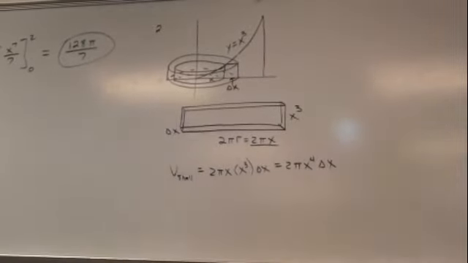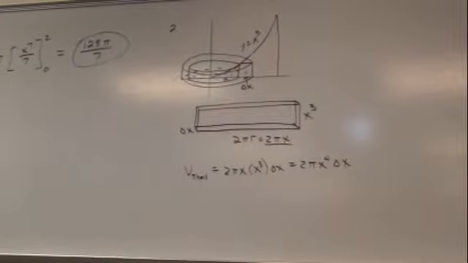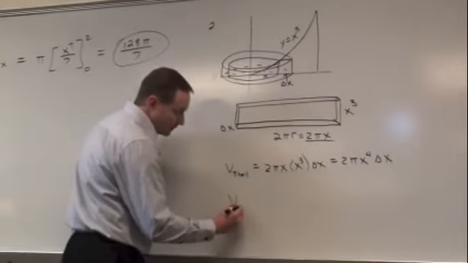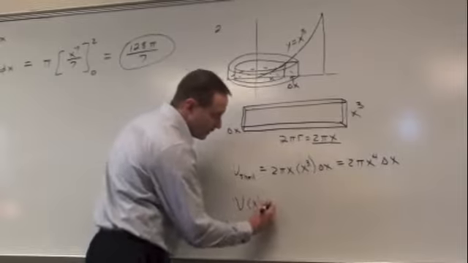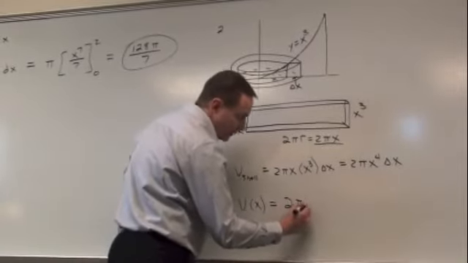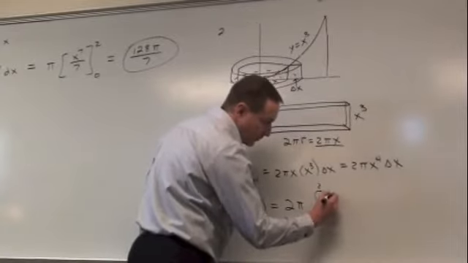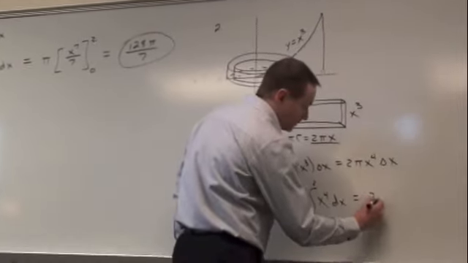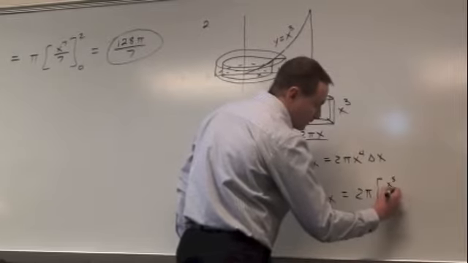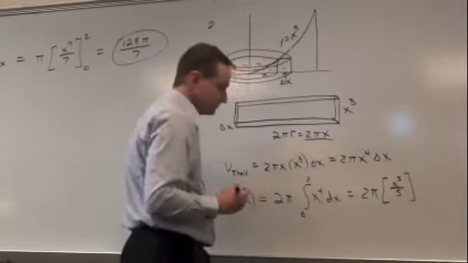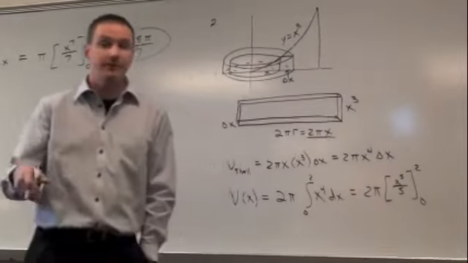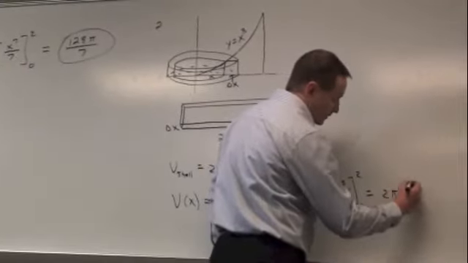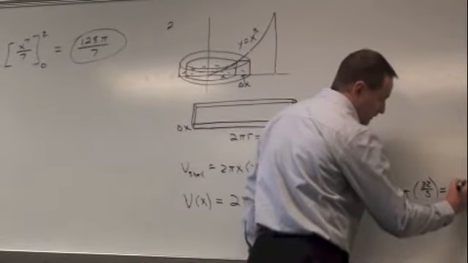Now I need to sum every possible shell from where the shells begin in terms of x to where they end in terms of x. Just like the last one, x goes from 0 to 2. So the volume of the region is, I'll pull the 2 pi out, the integral from 0 to 2 of x to the 4th dx. When I integrate this, I get x to the 5th over 5. So 2 pi times x to the 5th over 5, evaluated from 0 to 2. 2 to the 5th power is 32. We get 2 pi times 32 over 5, which gives me 64 pi over 5.